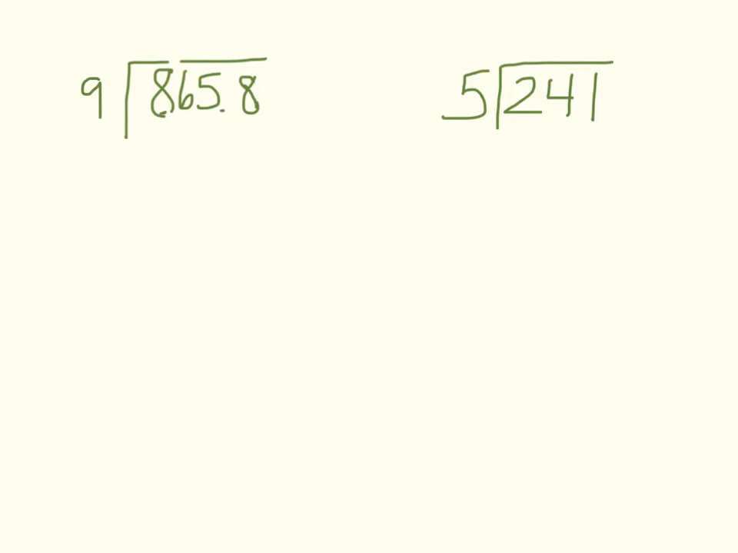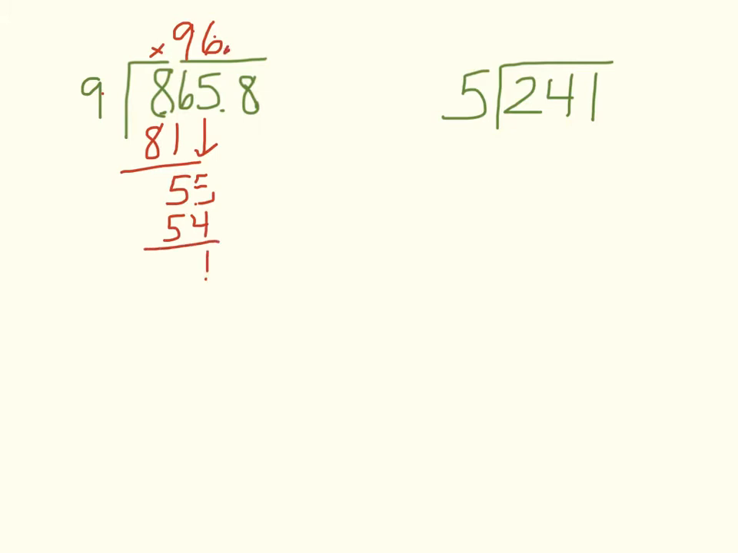Once again, I'm going in and I'm saying, okay, 9 doesn't go into 8, but it goes into 86. It goes into 86 9 times. 9 times 9 is 81. I'm going to subtract and get 5. Bring down the 5. 9 goes into 55 6 times. 6 times 9 is 54. I'm going to subtract and get 1.